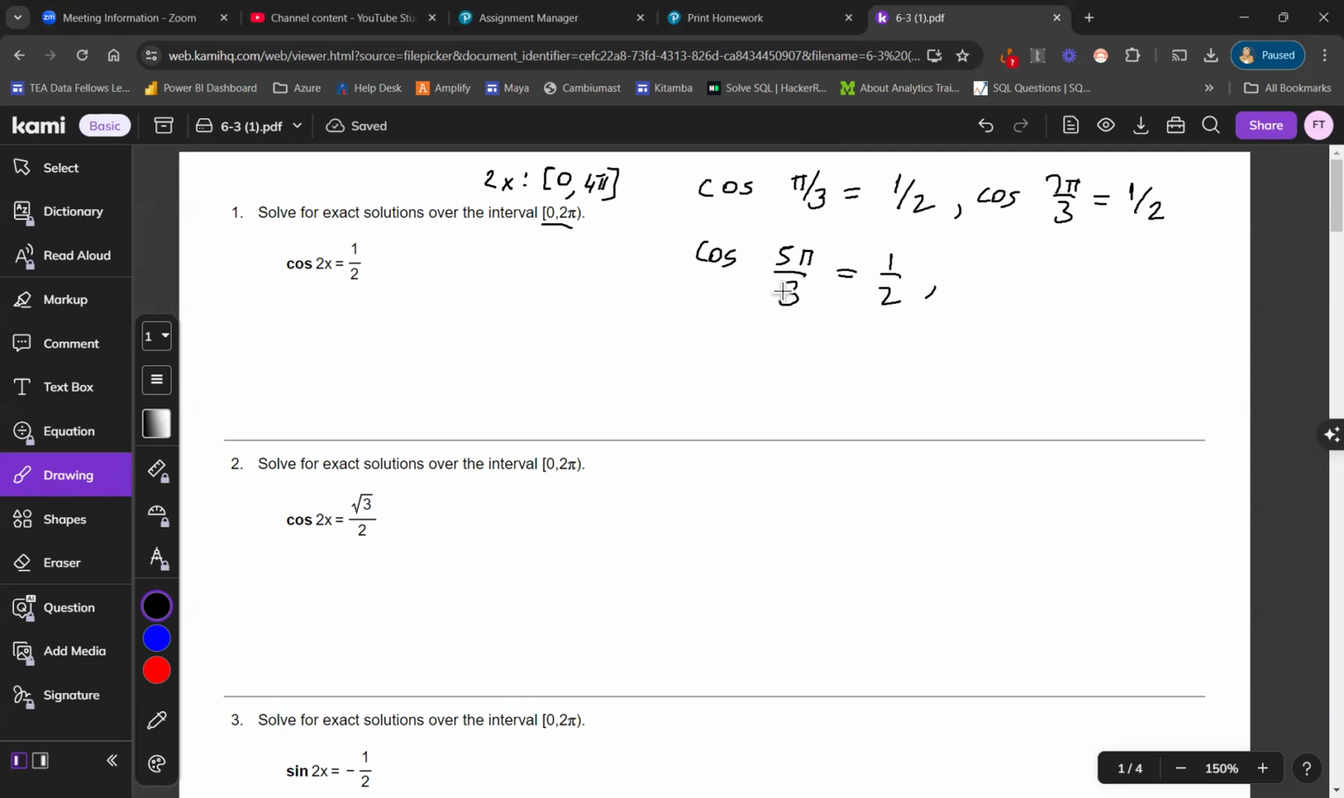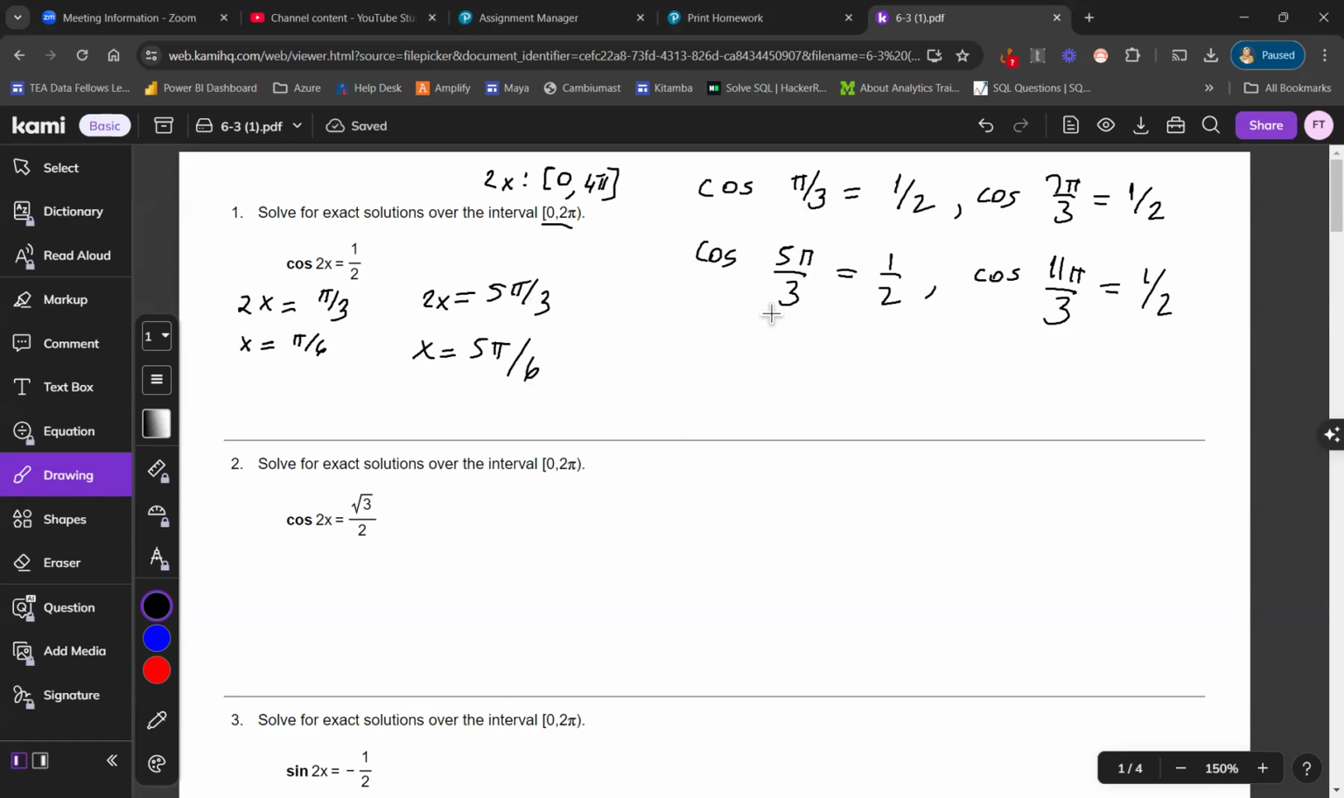And then 300, after one full rotation, 300 plus 360, which is 660. Cosine of 11 pi over 3 is also equal to 1/2. So this means 2x can be set to pi over 3. That makes our x value pi over 3 divided by 2, which is pi over 6. Or 2x can be set to 5 pi over 3. So x will be equal to 5 pi over 3 divided by 2, which means multiply by 1/2. That's 5 pi over 6.